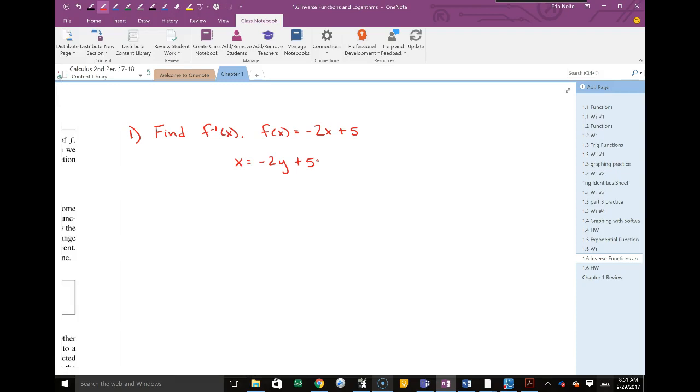So you're just going to isolate it. So how would I isolate the y here? Subtract the 5. And then what? Divide by negative 2. So would everybody agree that my inverse function is x minus 5 over negative 2?